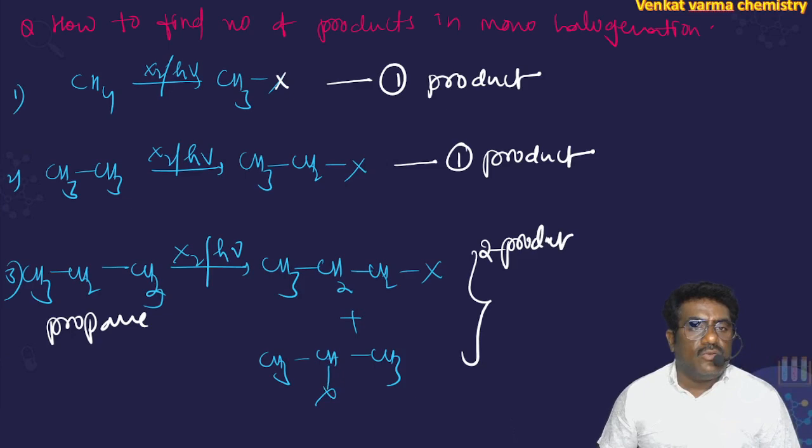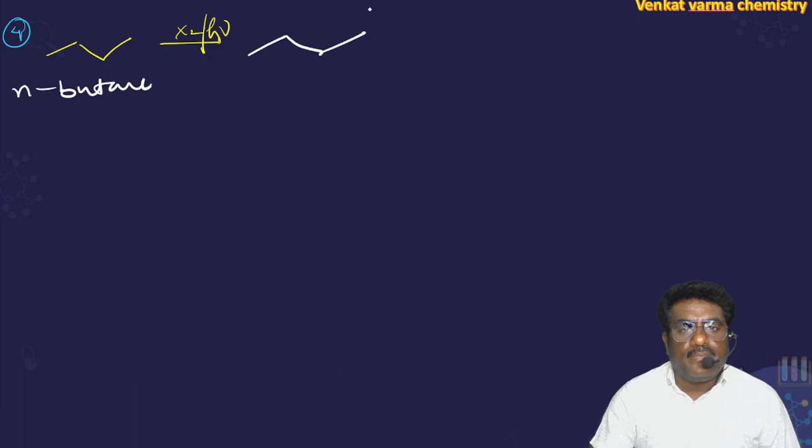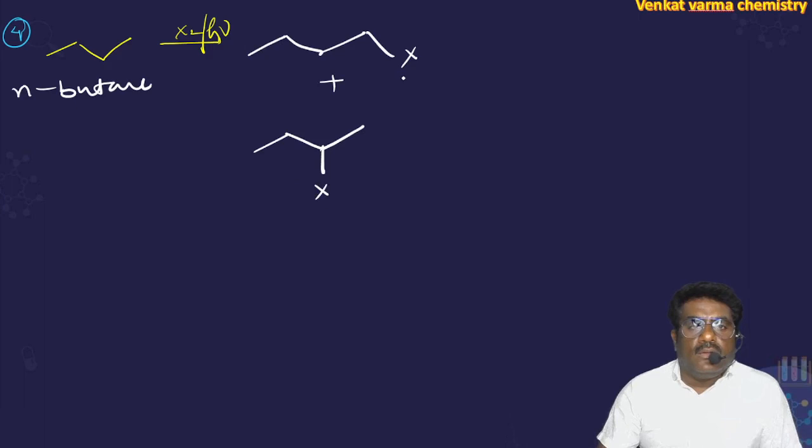See, have a look for next example. It is n-butane. N-butane halogenation, how many products are formed? See, I am writing the products. A plus 1-halobutane or 2-halobutane, or 1-chlorobutane and 2-chlorobutane. See, in this, 2-halobutane has one chiral center.